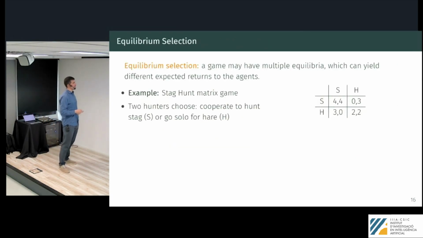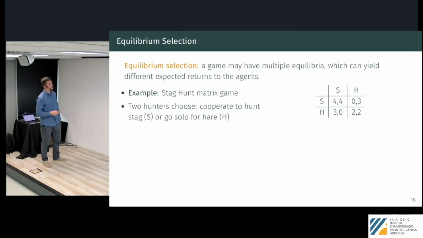So next, let's look at equilibrium selection. This is the idea I explained earlier. When there's not just one equilibrium, but multiple, they may entail different expected returns to the agents, and they now have to decide which ones they need to pick and converge to. So let's look at an example. This is called the stag hunt matrix game. There are two actions. You can either hunt the stag or the hare, which is a rabbit basically.